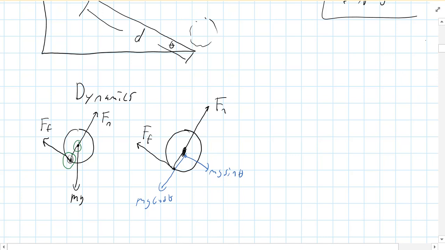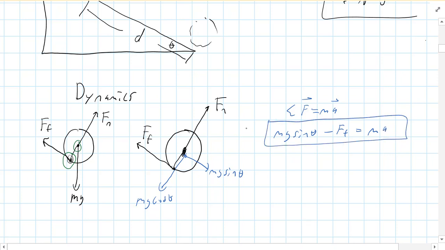Okay, so then we do net force equals ma. We're going to say down the incline is positive because that's which way the disk is going to roll. So you'd have mg sine theta minus friction equals ma. Now, the problem with that is we have two unknowns. We don't know a, and we don't know friction.